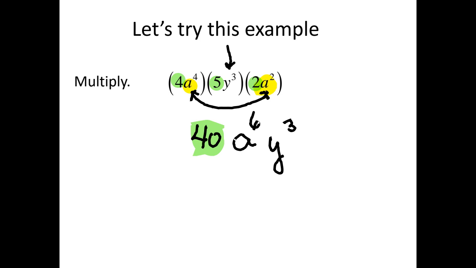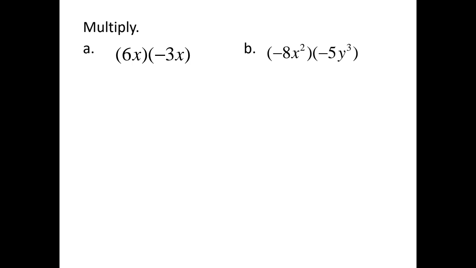Now, just to show you also, here again, watch out for the positive and negatives. 6, -3 is going here. Multiply: -18. Now I have an X times X, which means I have X squared. There's 2 X's. Okay.